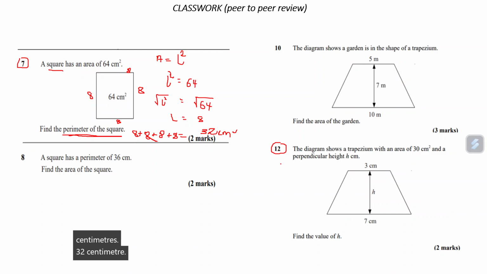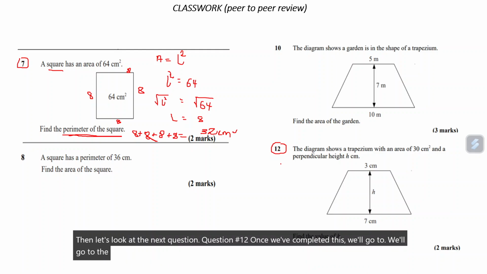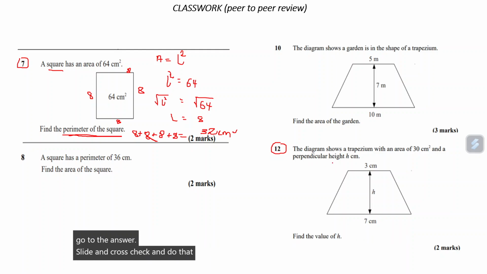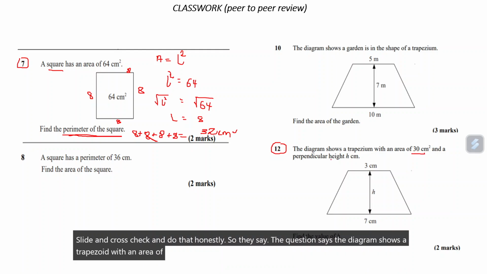Then let's look at the next question, number 12. Once we've completed this, we'll go to the answer slide and cross-check, and do that honestly. The question says the diagram shows a trapezium with an area of 30 and a perpendicular height h. So find the value of h.